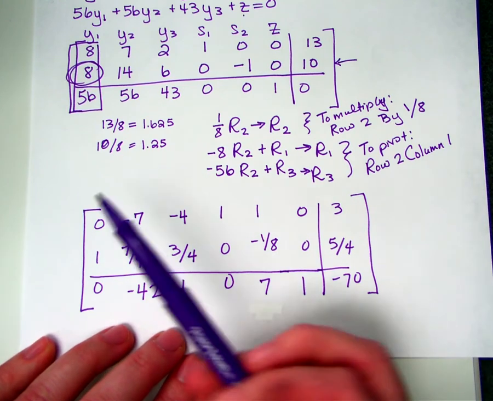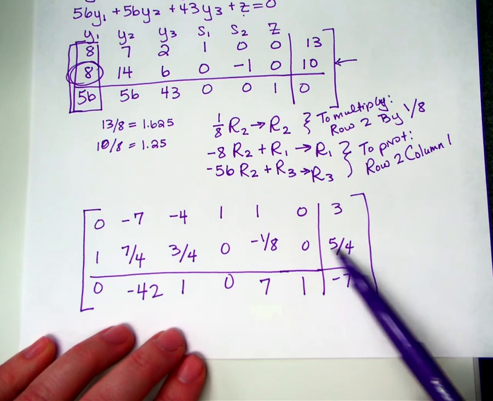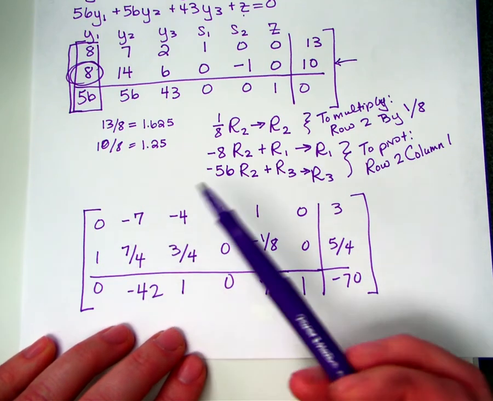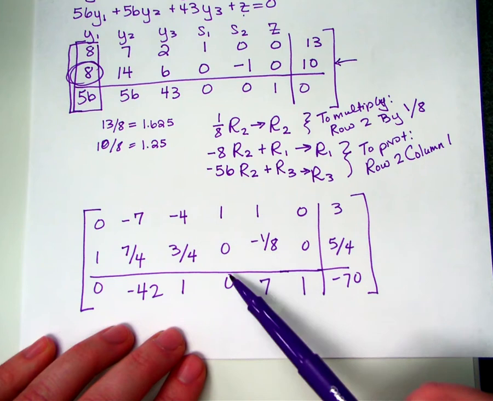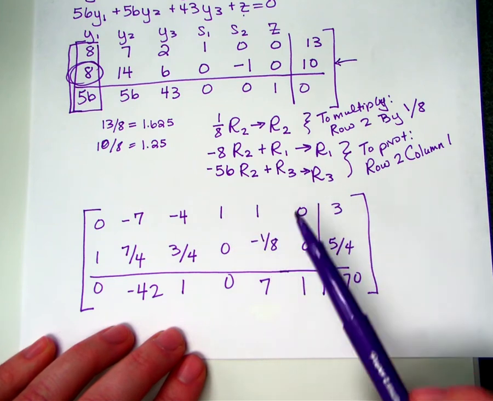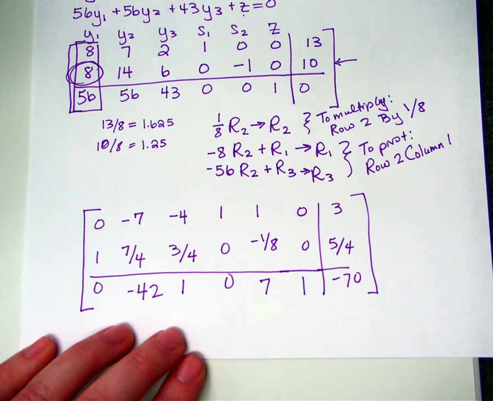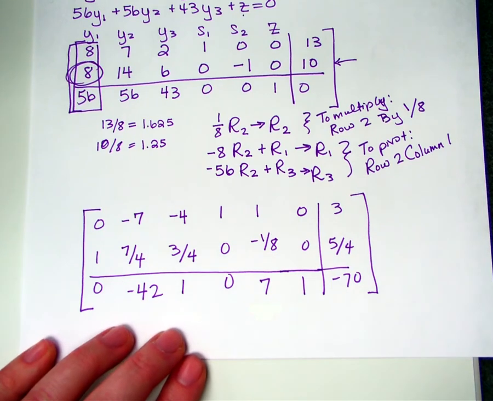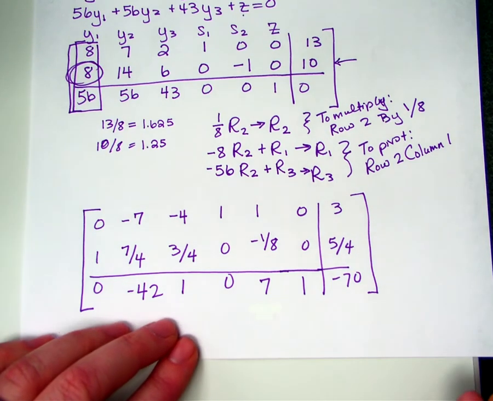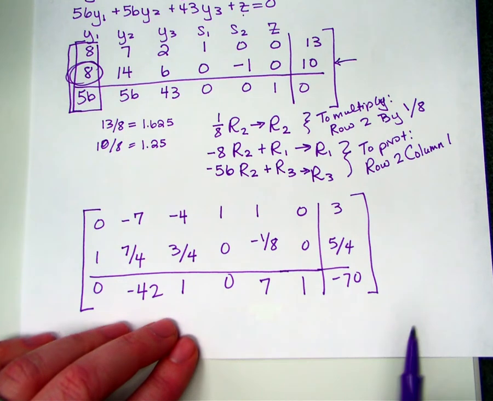And we do not. So right now, y1 is equal to 5/4. y2 is equal to 0. y3 is equal to 0. s1 is equal to 3. s2 is equal to 0. And z is equal to 70. So no more negative basic variables. Now we go back into the regular simplex method mode.